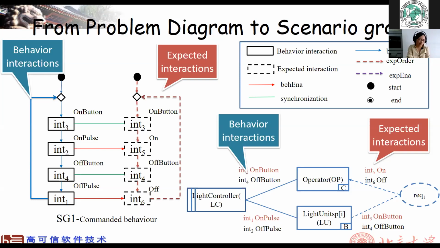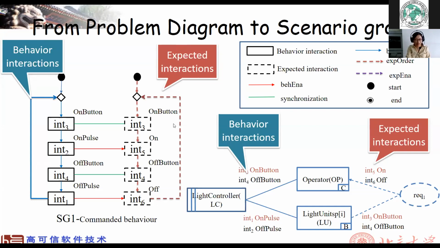It's quite different from the use case scenario, because the use case scenario we said yesterday is written by text. Second, if we use a scenario sequence diagram to describe that, it is a sequence diagram. Here we not only describe the behavior, the order between the behavior interactions, we also have the expected interaction orders, and we also specify the relation between the behavior interactions and the expected interactions. So that's where we differ from the other scenarios.